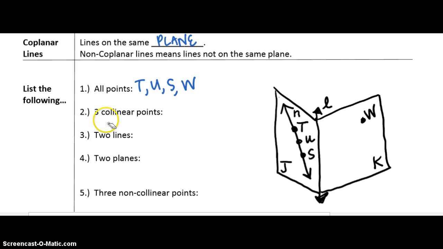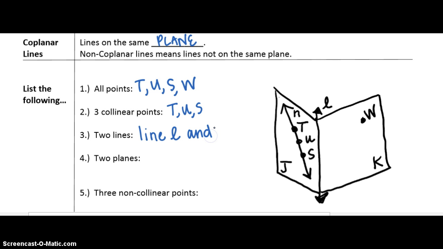Now they want 3 collinear points, so points on the same line. The 3 points that are on the same line here in this picture would be T, U, and S. Now let's talk about 2 different lines that are in the picture. Name 2 lines. Well, it might be hard to see one of them, but one of them is right here. It's kind of sneaky. It's in between these 2 planes. And I don't see any points on it, so I have to call this line L.